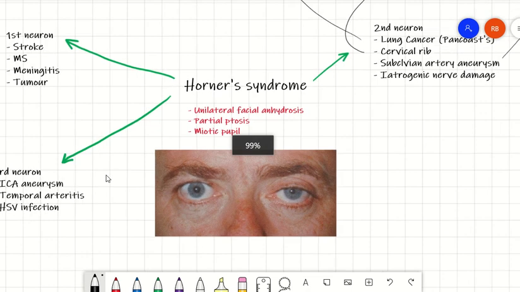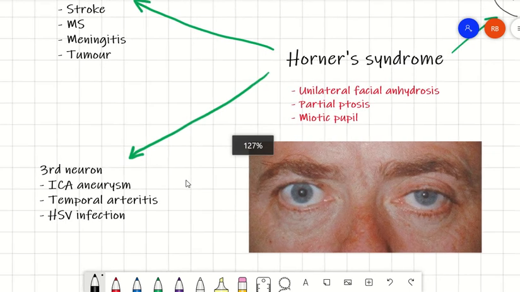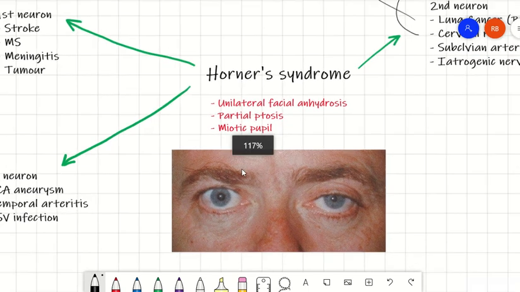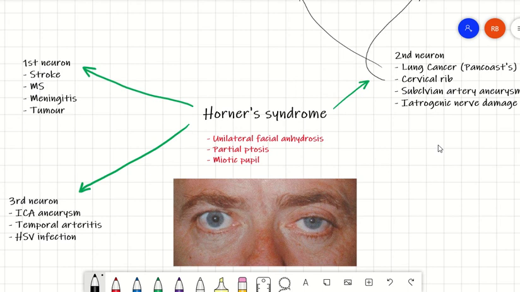So that can include, for example, internal carotid artery aneurysm, temporal arteritis, so giant cell arteritis, and you want to be worried if the patient is complaining of neck pain, or pain on jaw claudication, and you probably want to investigate. You might want to do a temporal artery biopsy, for example. And herpes simplex infection anywhere along that route can also cause a Horner syndrome.